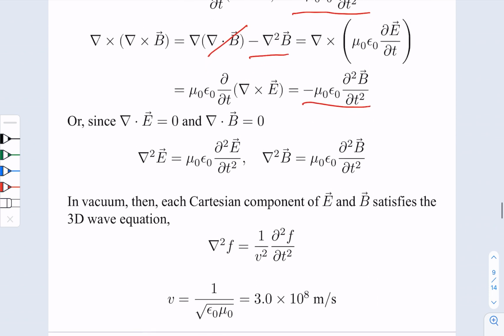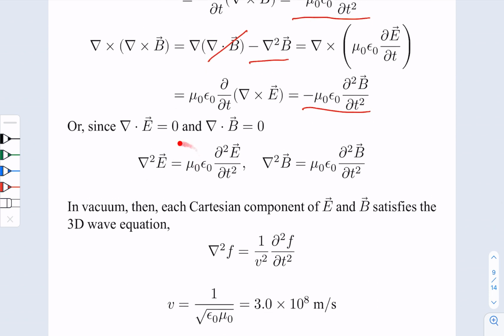Now if we rewrite this wave equation in terms of the 1 over v squared form, we can calculate the speed of this wave, which should be 1 over the square root of epsilon naught times mu naught. And this is exactly the speed of light, which is 3 times 10 to the power of 8 meters per second.